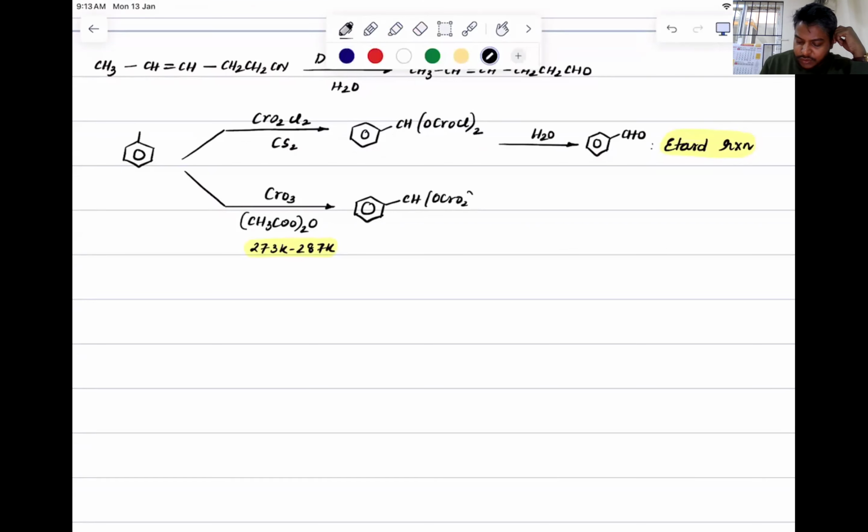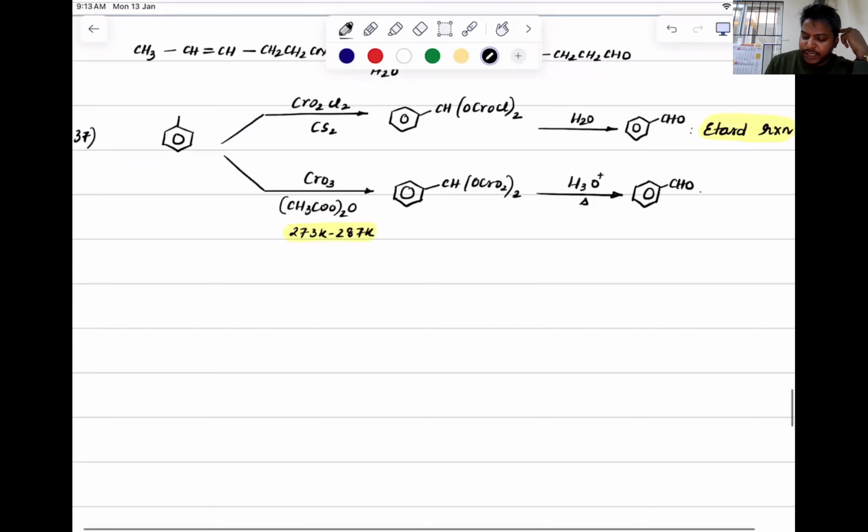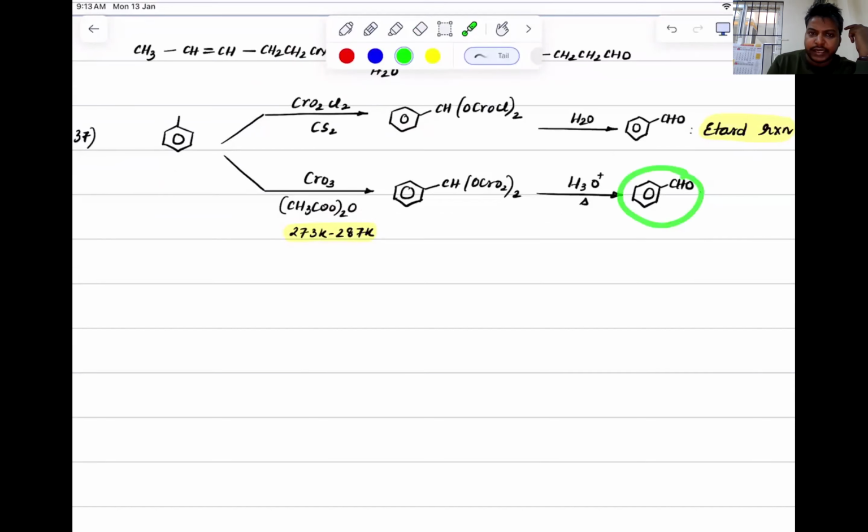CrO2 twice. And that on hydrolysis will also bring us CHO. Okay. Hydrolysis will bring us CHO. Here with hydrolysis, they have mentioned like this with some heat also. But it does not make a lot of difference even if it is water given. Please go for aldehyde only. Okay. Benzaldehyde is a product. Next.